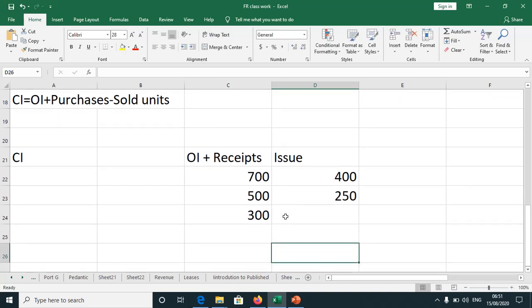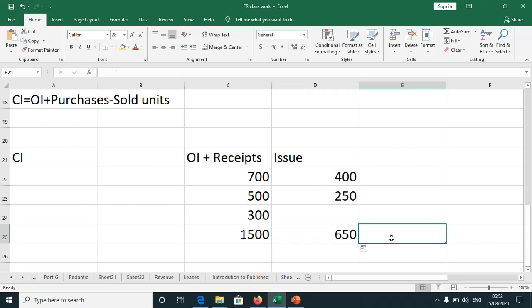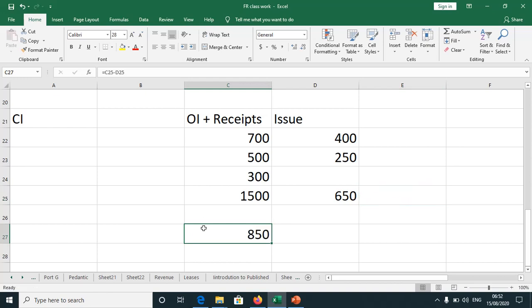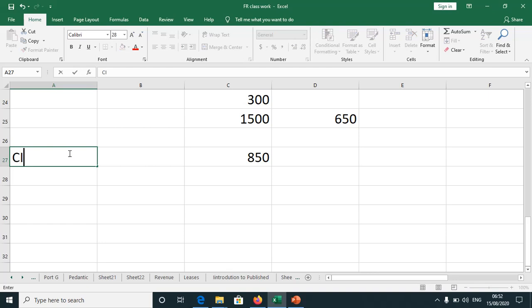So when I do the summations, I discover that here I had that number and here I've got that number. So the closing inventory therefore will be the difference between the two, this figure minus that figure. We have got 850. So this 850 must be valued. I hope that we can make sense out of that. The 850 must be valued. So 850 is the closing inventory. We need to know how to value it.